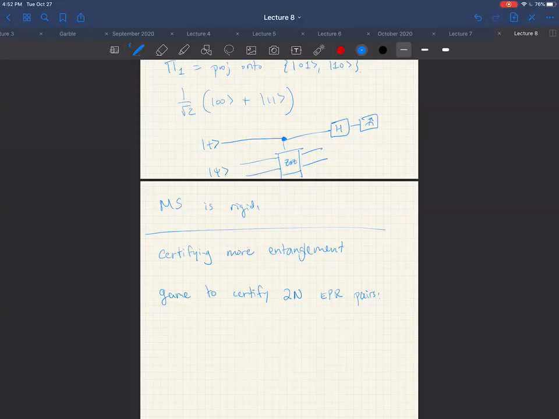Can you repeat the question, please? Yeah, if you were to design a non-local game that has quantum value higher than its classical value, and any strategy that achieves the optimal winning probability has to be isomorphic to a strategy that involves 2n EPR pairs.